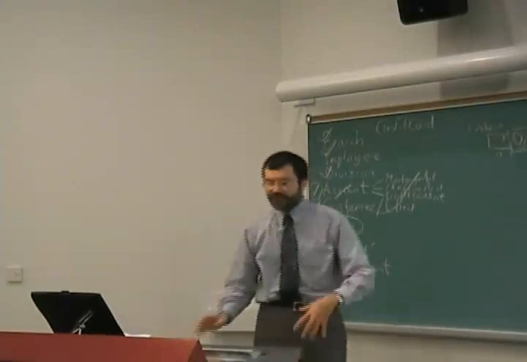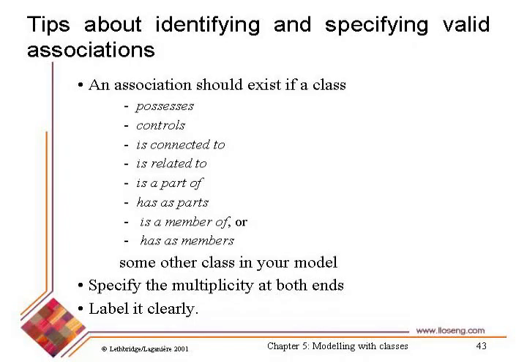On slide 43, there are a number of types of associations that we typically find in models. Possesses, the has-a relationship, is a very common one. Controls is quite common as well. Is connected to, is related to in general. Is part of, that's the aggregation relationship. We didn't actually have any aggregations that stuck out in this model, but they quite often are. Has as parts is the inverse of that. Is member of or has as members is also another kind of association. You can read it either way: is a member of or has as members.